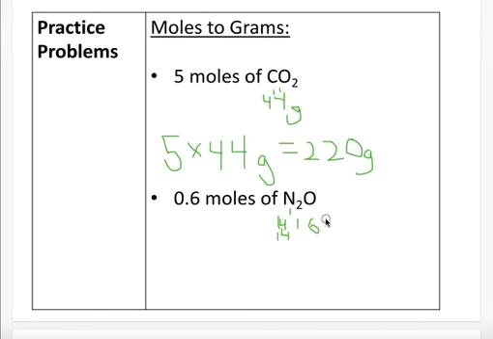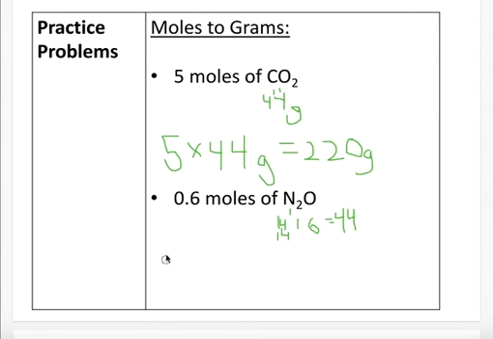Is 44. All right. So 44 is my molar mass. And look at that. It's the same number. I didn't even do that on purpose, you guys. I really didn't. I swear to you. That literally just happened that way.